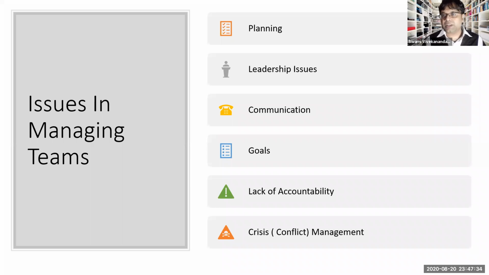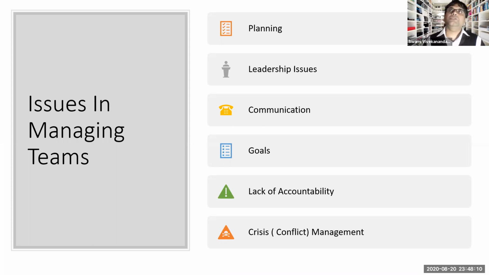Now, the last point of today's discussion is the issues in managing teams. If you're a team leader or team manager, what are the challenges you may be facing? Number one is planning. Planning is a very complicated job because if it is a big team with a lot of members, they have differences in opinion, personality, and attitude. So planning to work together is challenging. It's not impossible, but it's definitely challenging.